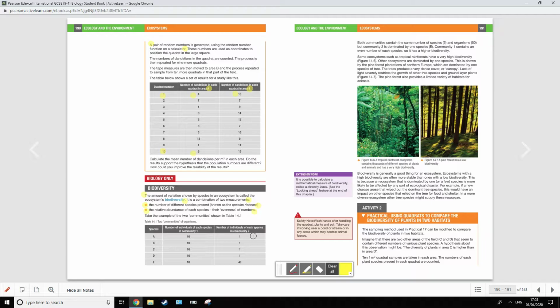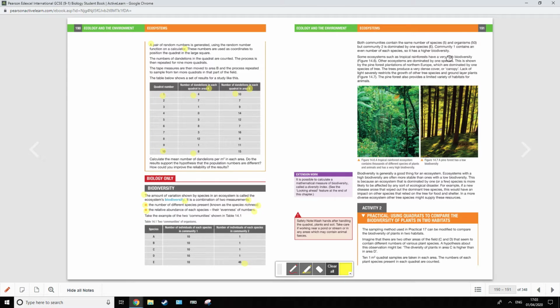Take the example of two communities shown in table 14.1. Community, as you remember, is all the species living in an ecosystem or in a habitat. You have species A, B, C, D, E. In community 1, you have the number of individuals in each species: 10 individuals per each species. In the second community, you have 1 from A, 1 from B, 1 from C, 1 from D, and 46 of E. So in here, you will have a lower species richness, because the community mostly consists of individuals of species E.